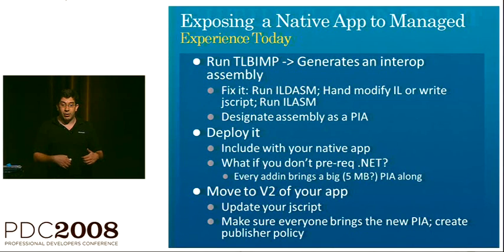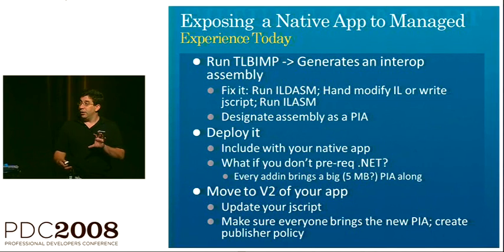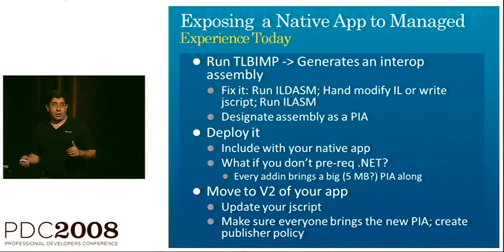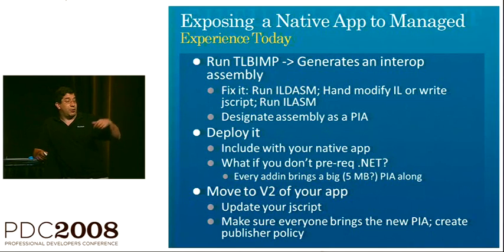The next thing I'm going to talk about is exposing a native app to managed. So let me talk a little bit about that today. It is a fairly miserable process, potentially. So it can go like this. First, you write your native app and you want to have some COM exposure to it. You're going to run TLBIMP, and that's going to generate an interop assembly. Now, let's say you did something crazy, like you used a pointer that was really an array. TLBIMP will generate the wrong code. So then you're going to have to run ILDASM. You're going to have to hand modify the IL.